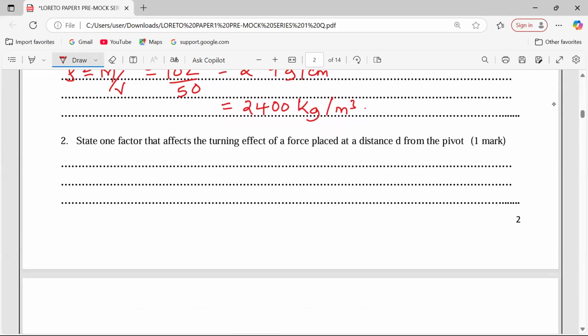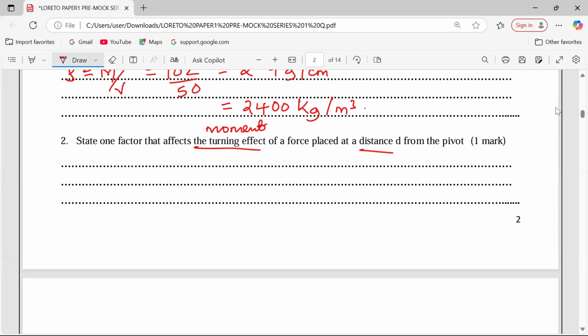Now, number 2, you can check this question in number 2. The question says state one factor that affects the turning effect of a force placed at a distance d from the pivot. Looking at this, you should understand that we have two factors which affect the turning effect, which is called moment, that is, the moment of a force. Two factors: the distance from where the force is acting to the fulcrum or the pivot, and the magnitude of the force which has been applied.